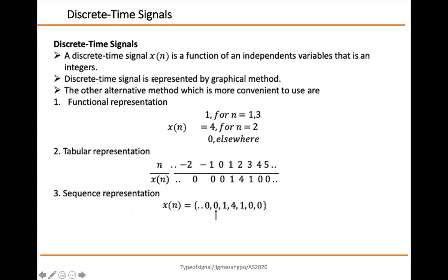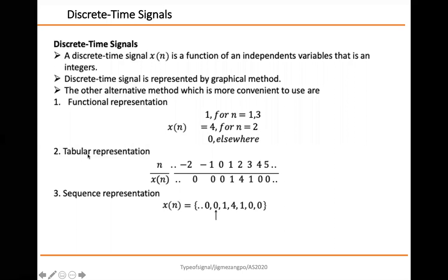Now, discrete time signals. A discrete time signal, which is represented by x of n, is a function of an independent variable that is an integer. A discrete time signal can be represented by the graphical method. Another alternative method which is more convenient to use is the functional representation. x of n equal to 1 for n equal to 1 and 3, x of n equal to 4 for n equal to 2, and 0 elsewhere.